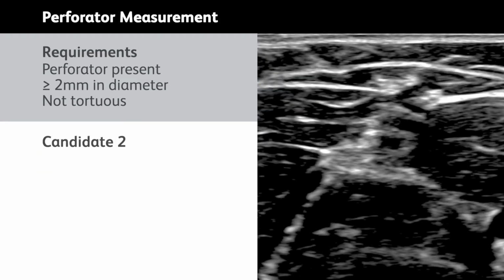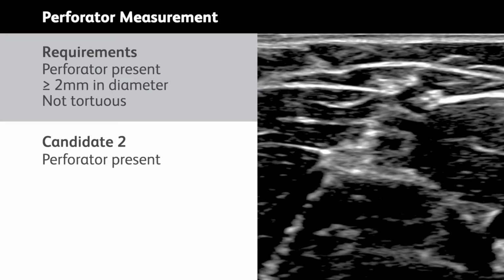In this case, we see that the candidate does have a perforator, but it has a C-shaped curve to it. This perforator is considered tortuous, and the patient would not be considered an ideal candidate. Make note of the tortuosity and discuss with the physician.